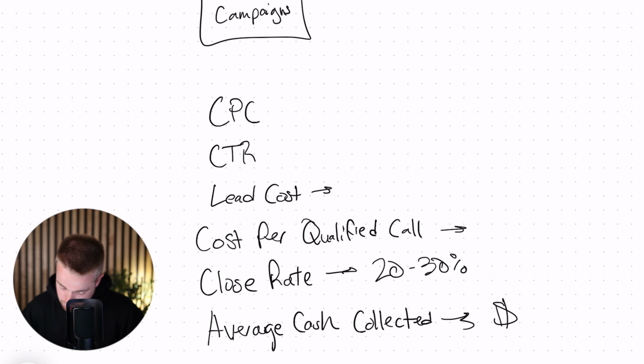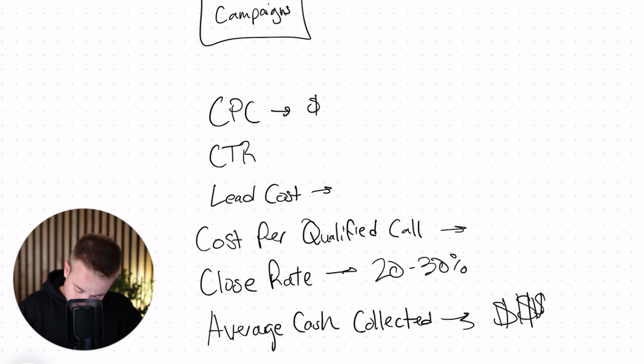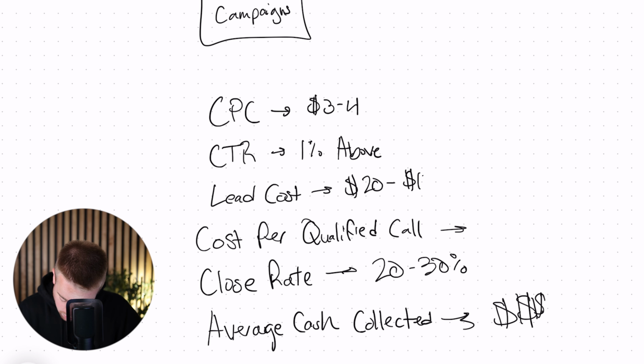We need to know how much money you're collecting so we can do our projections and help you actually build that out. We're looking for a cheap cost per click, typically anywhere between $3 to $4. Our CTR needs to be above 1%. Lead cost is going to vary, but it could be anywhere between $20 a lead to $100 a lead.